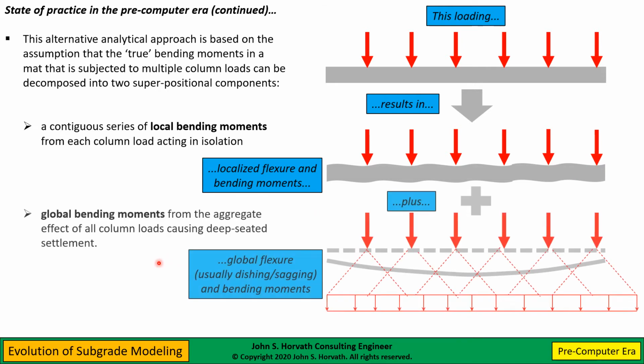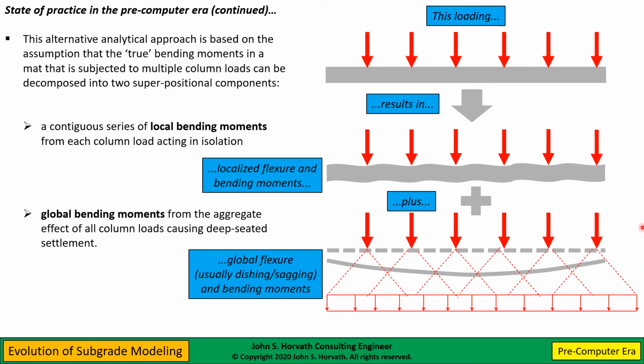And in addition, you're going to have what are called global bending moments, because all of these point loads will, as you go down in the subgrade, their effects will overlap and multiply in some cases, and you will get some stress deeper down in the subgrade, and typically this will produce the class of what we call dishing or sagging pattern of bending of, say, a mat foundation or slab or whatever. And these produce what we call global bending moments.